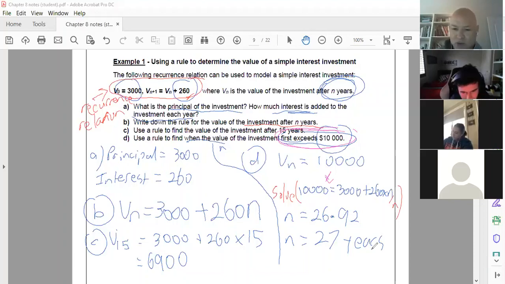Any questions now? I haven't got room to write it in, but the value of the investment first exceeds $10,000 after 27 years. I don't have the space for it, but you should be doing it in words. But in the exam, you don't need to do it in words, just like this is enough. Just in the SAC, make sure you finish it off properly if we ask you. Any questions with example 1?